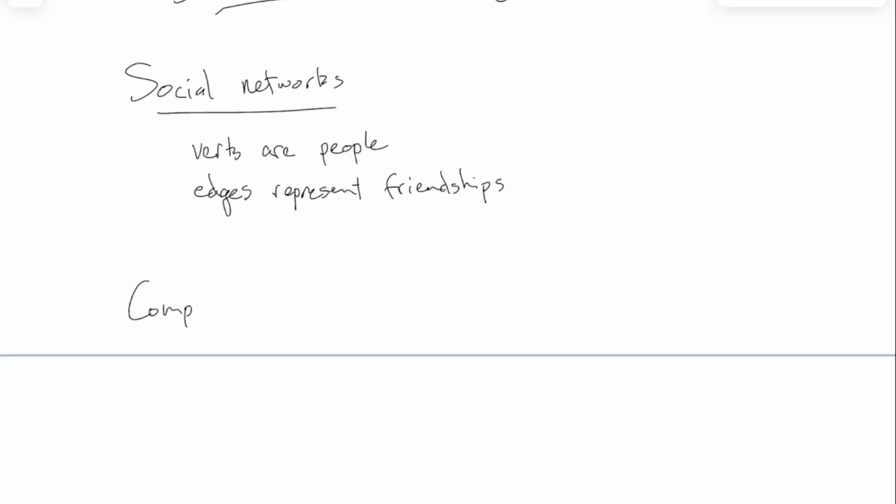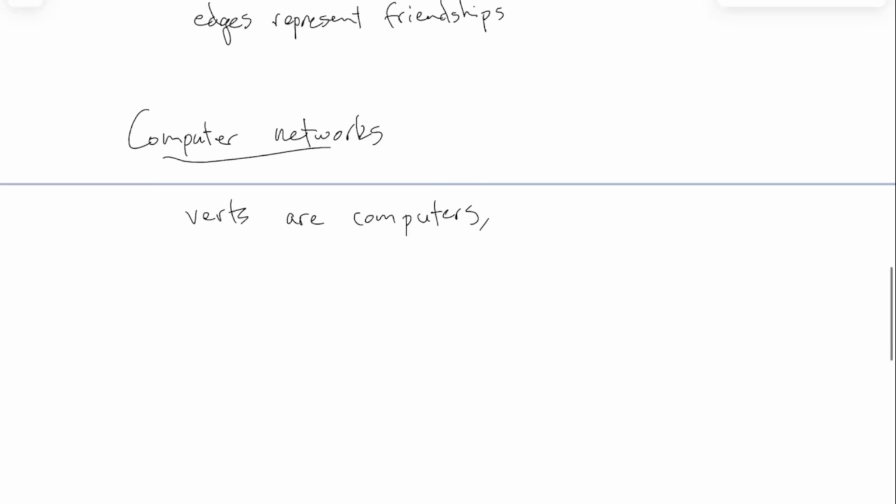How about completely different examples? How about computer networks. In this case, the vertices would be individual computers, and I don't necessarily mean desktop or laptop computers, but even your phone or whatever. The vertices are computers. And the edges represent network connections, right?